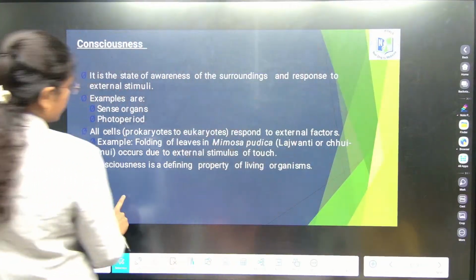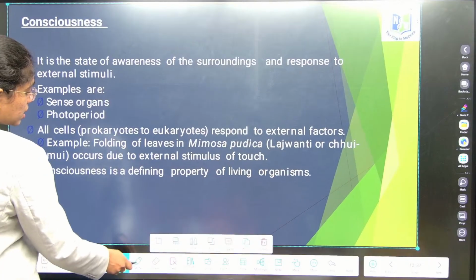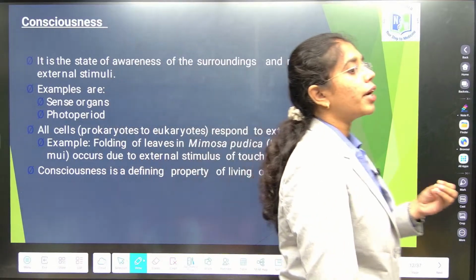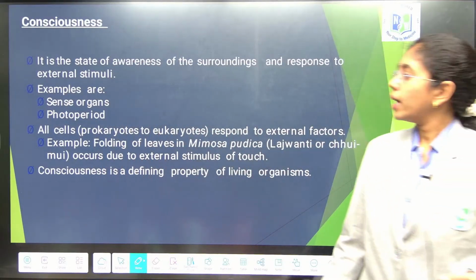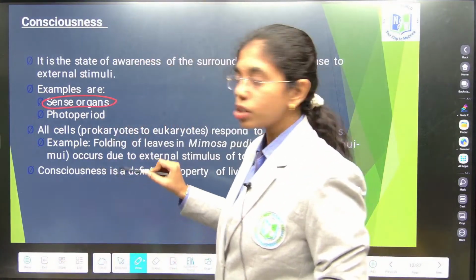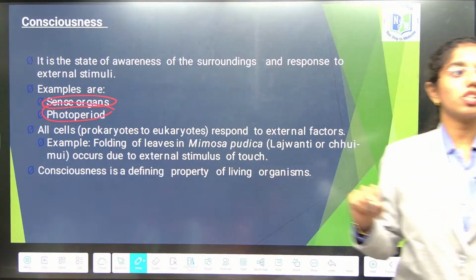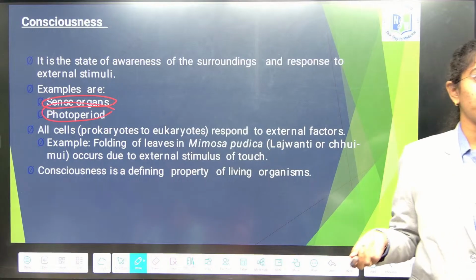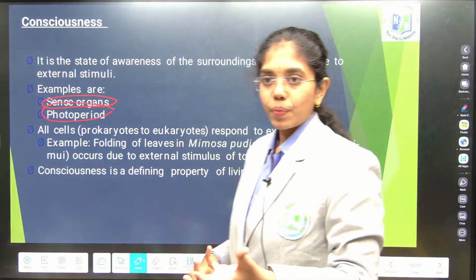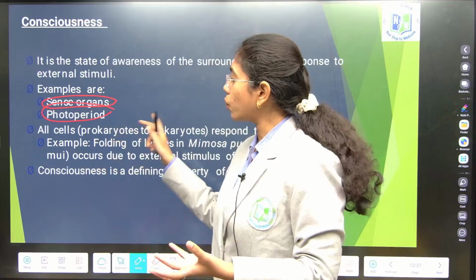Consciousness. This is the state where a living cell responds. Consciousness means what? Responding to external stimuli. One example I can tell you is sense organs that are present in animals. Photoperiodism, that is responding to sunlight. Based on that we have short day plants, long day plants, day neutral plants. That will decide the flowering time. The duration of sunlight is deciding what? Flowering time, which is photoperiodism.